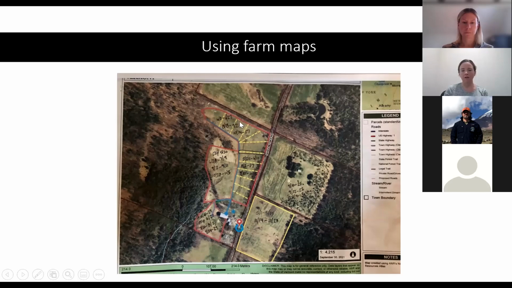And on the Natural Resources Atlas, you can also draw in these lines to designate your different paddocks or your planned grazing rotation, and the blue is the water line here.